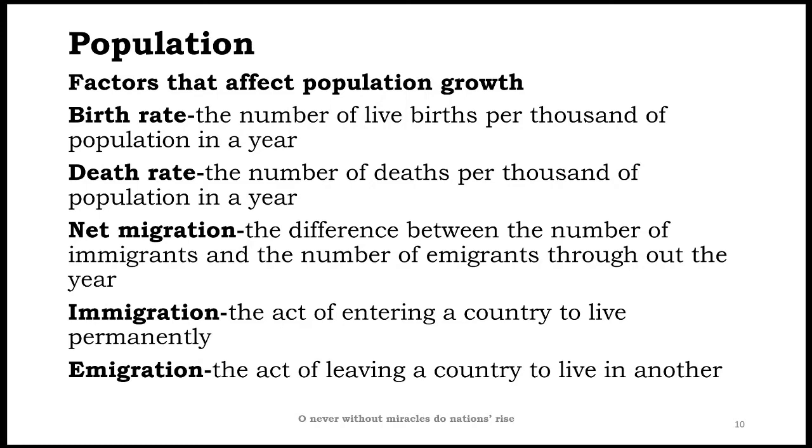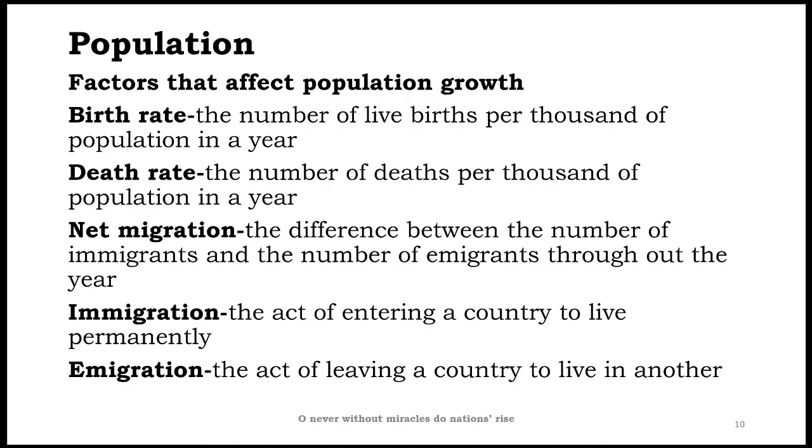Immigration is the act of entering a country to live permanently. So all those people who come to get the title of permanent residency become part of the population of the host country. And emigration, the act of leaving a country to live in another, is opposite to immigration. When people leave one country to live in another country, we call them emigrants, meaning those who are leaving the country.